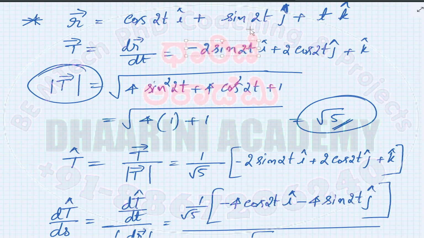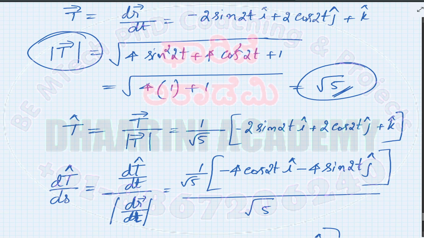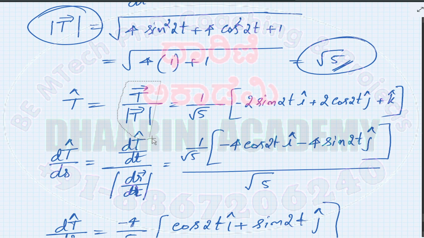So the magnitude of T is nothing but, whatever T we got, take a square root, and write every term as a square term and take the sum. So under root, this is 4 sin square 2t, which is the square of 2 sin 2t. Then 2 cos 2t becomes 4 cos square 2t, plus 1. So this becomes 4 into (cos square theta plus sin square theta), which is 1. So 4 into 1 plus 1 is 5. So root 5 is the magnitude of the given vector. Now I need to find the unit vector, that is vector T divided by the magnitude of this.